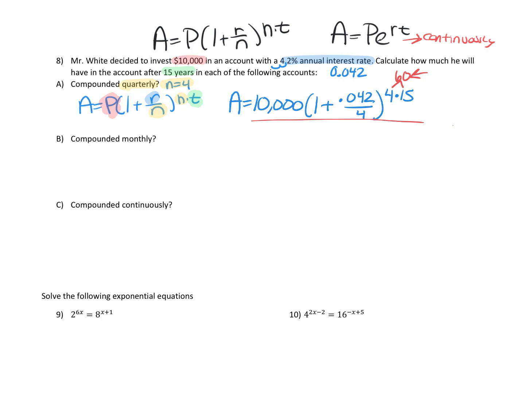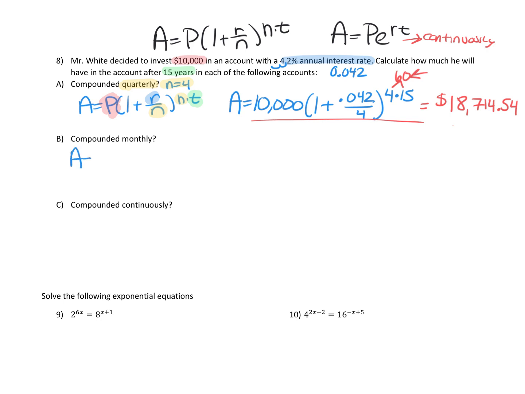So 10,000 times 1 plus 0.042 divided by 4 to the 60th power. And we're going to get $18,714 and then 2 decimal places because it's money, and 54 cents.